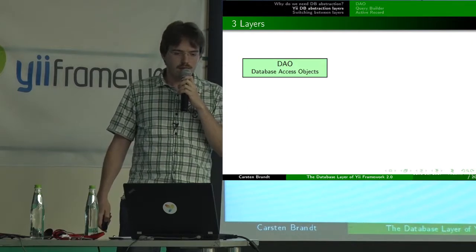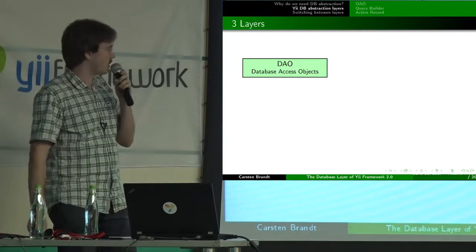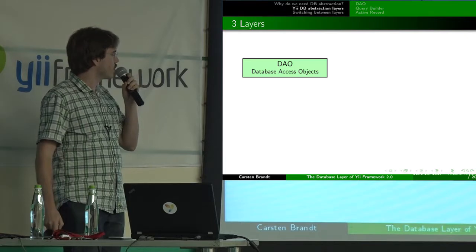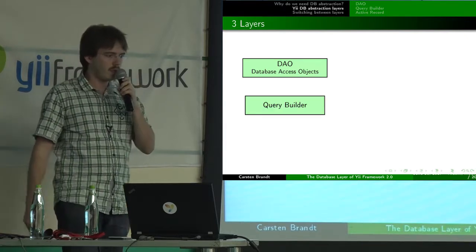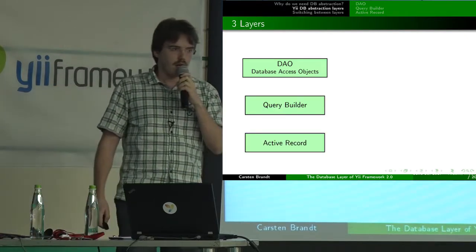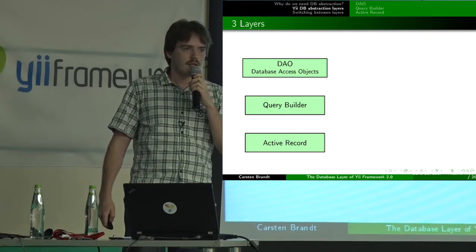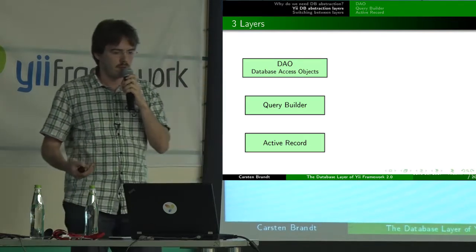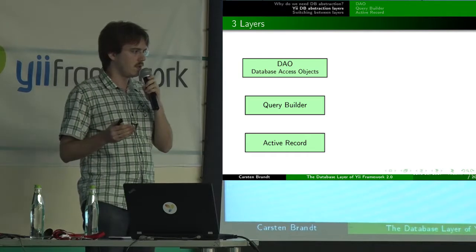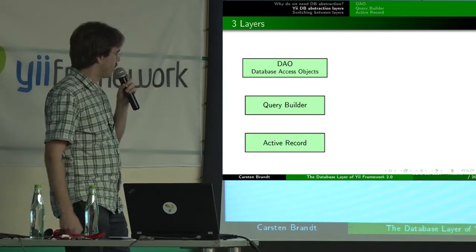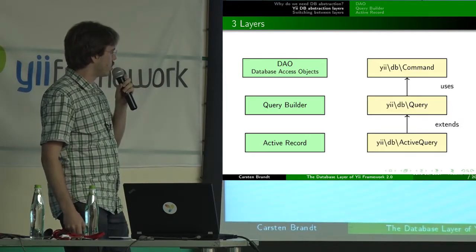So there's the first layer. We have 3 layers. The first is database access objects. Then we have a query builder and an active record, and all these layers are tied together. So you do not have to select one and stay with it. They are all using each other.